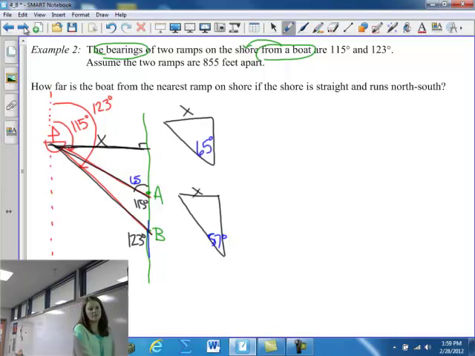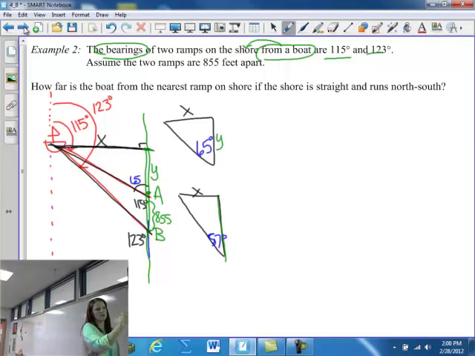Let's go back and read our problem because there's some more information we're missing. All right, so we got our angles, and we've got some triangles started. Let's keep reading. Assume the 2 ramps are 855 feet apart. So this little distance right here is 855. Now you're saying, that doesn't really help me. That's not on either of the 2 triangles you just drew, and it's not. So let's let this side be Y, and now we have that Y right here. But when we look at this triangle, that's the whole distance from here down to the second boat ramp.